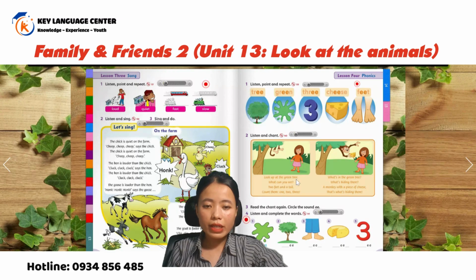Look up at the green tree. What can you see? Two feet and a tail. Count them: 1, 2, 3. What's in the green tree? What's hiding there? A monkey with a piece of cheese. That's what's hiding there.